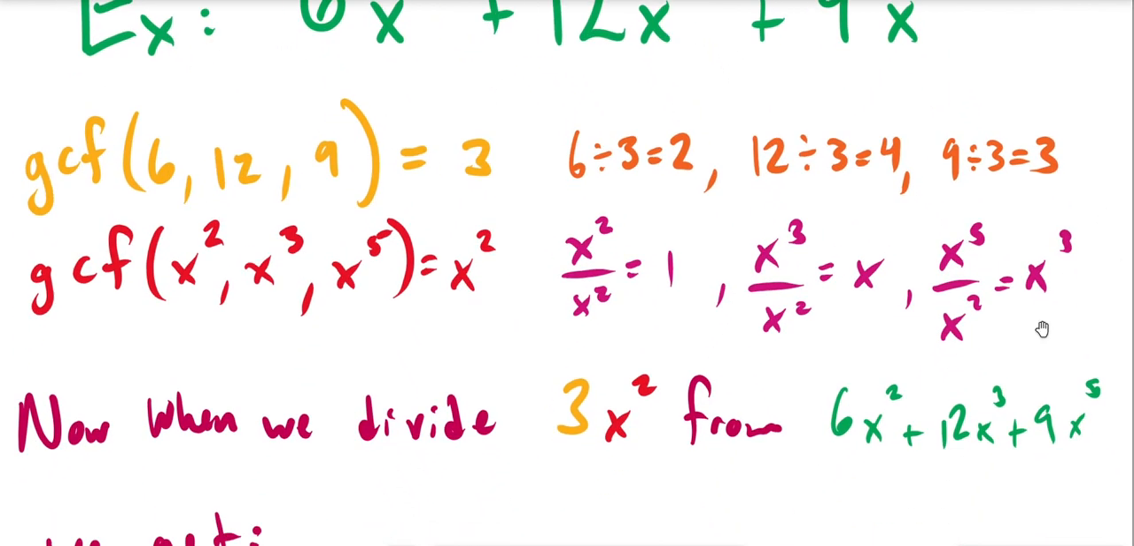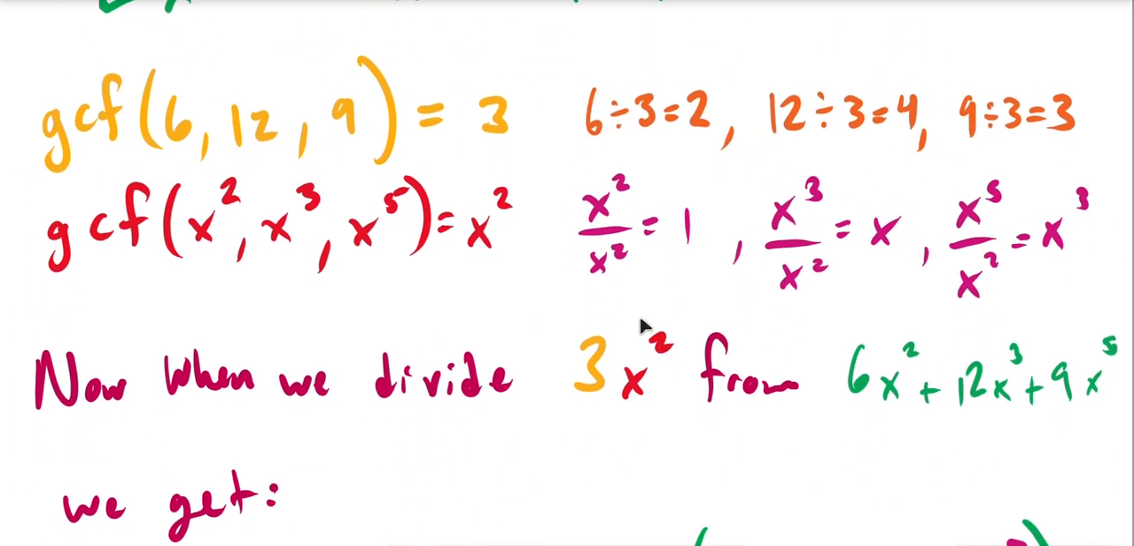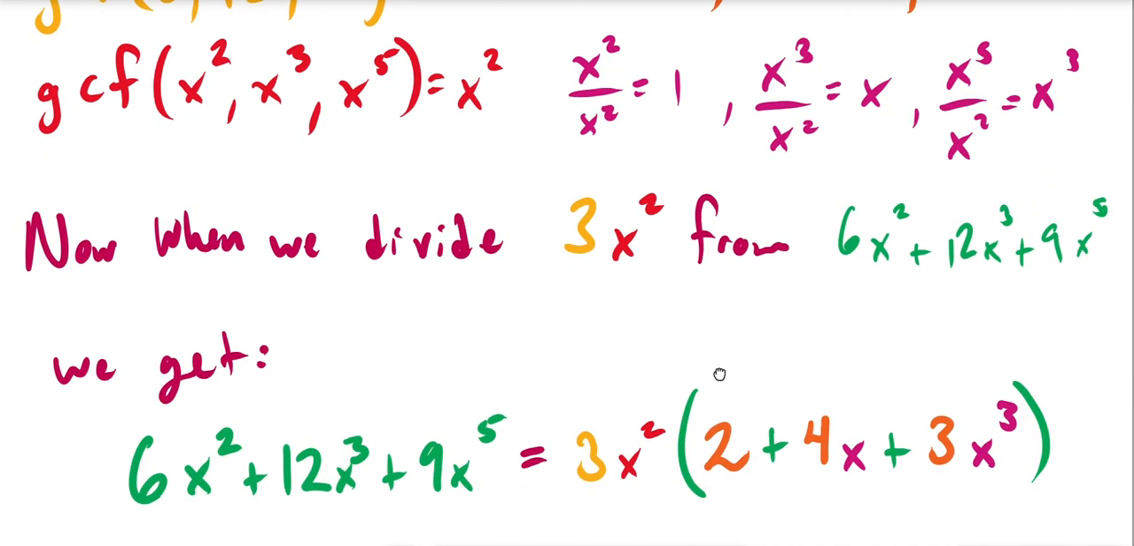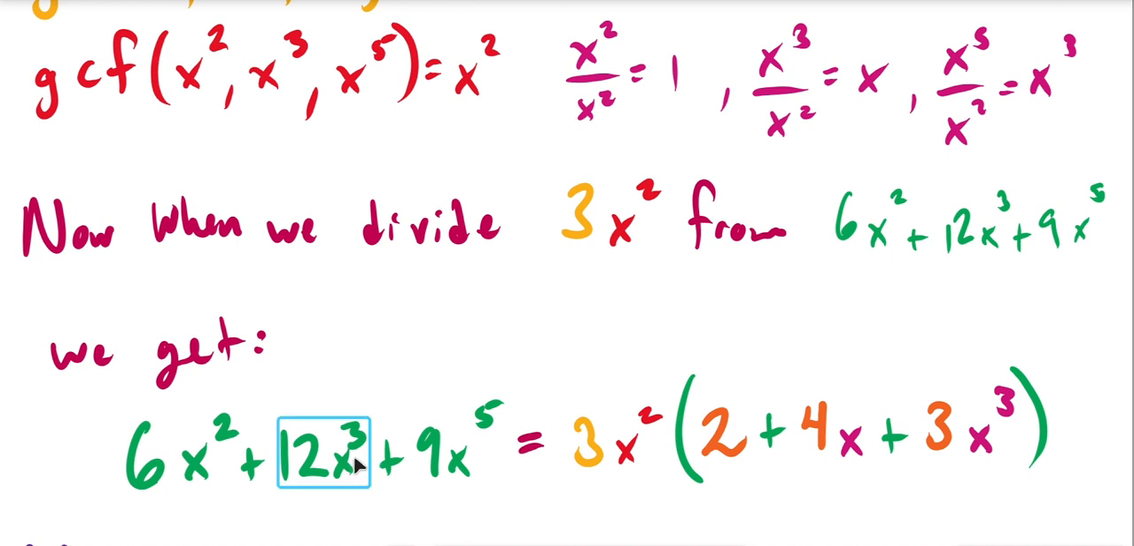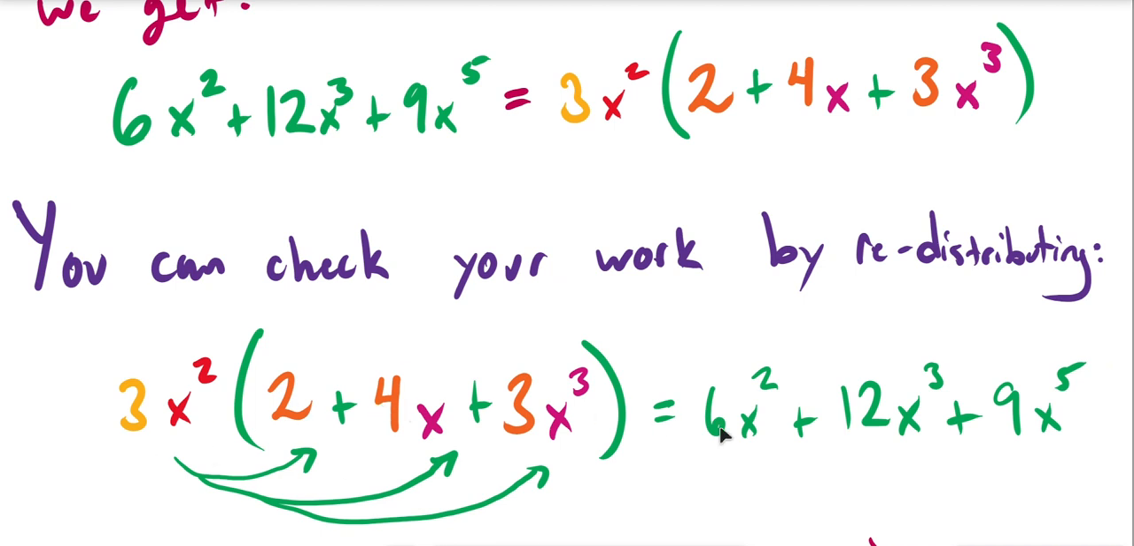And so if we put these two facts together, we're going to be able to divide out the monomial 3x squared from our original polynomial. That's going to look like this. 6x squared plus 12x cubed plus 9x to the fifth. We could factor out 3x squared from each term and get 2 plus 4x plus 3x to the third on the inside. Notice that we can check our work here to make sure that we factored correctly by redistributing. If I bring this back inside, I should get exactly what I started with, and I do. If we take a look at each one of these products pairwise, we find the original terms in the polynomial.